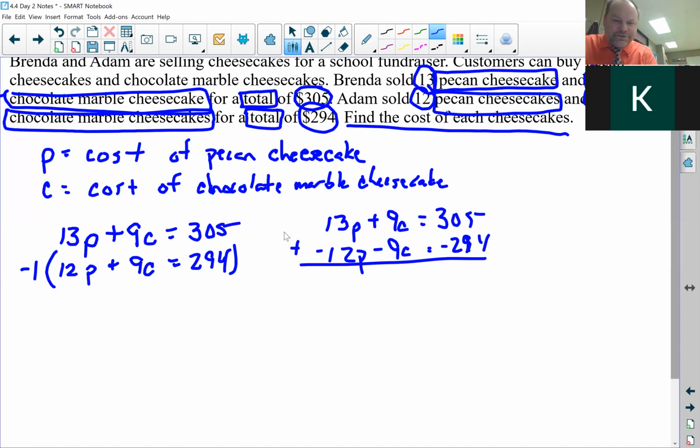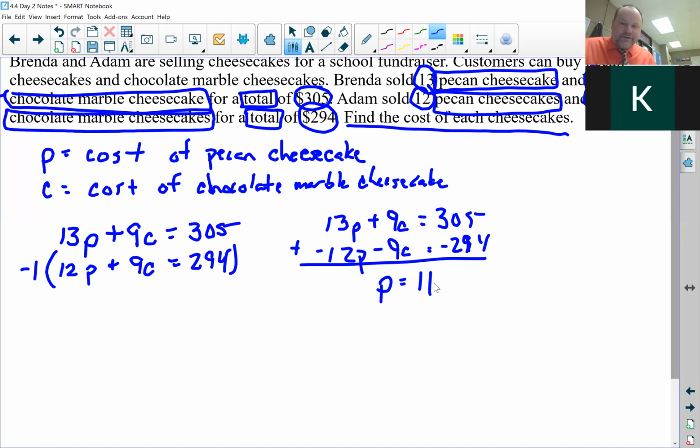So I have 13p minus 12p leaves me with 1p. 9c plus -9c is 0. That's eliminated. And 305 minus 294 gives me an 11, I think. Yeah, 11 looks good. So I already know I don't have to do anything else. I know the value or the cost of the pecan cheesecakes, $11.